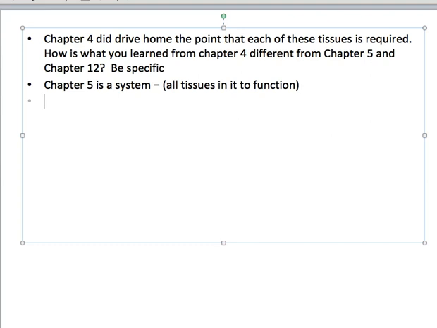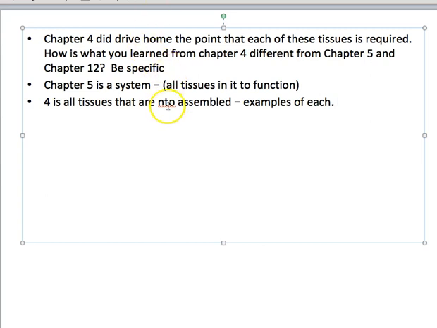Whereas chapter 4 is all tissues that are not assembled. They're not assembled. You have to assemble them. You have to go look at examples of each. My fingers can't keep up with my brain, sorry. Examples of each. Nudge, nudge, hint, hint, wink, wink. Make sure you understand that we've given you examples of each of these inside the textbook, and you should be aware of what they are.